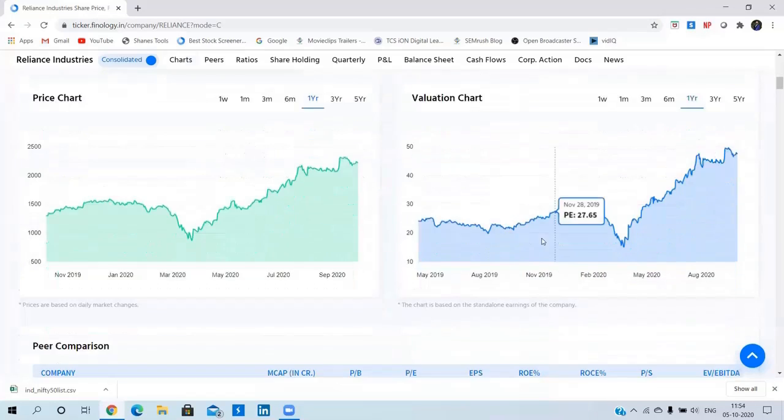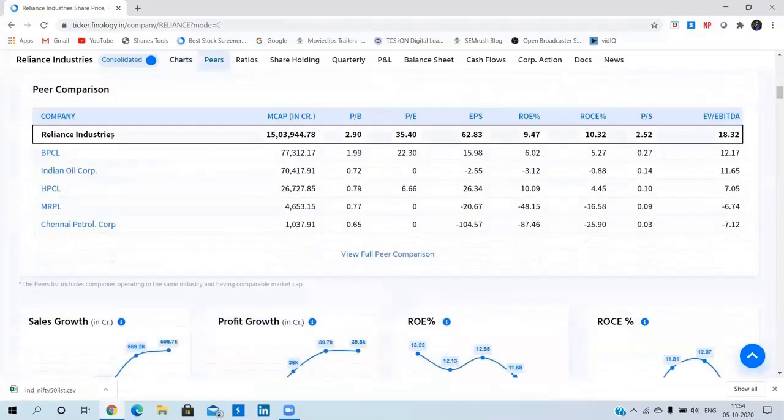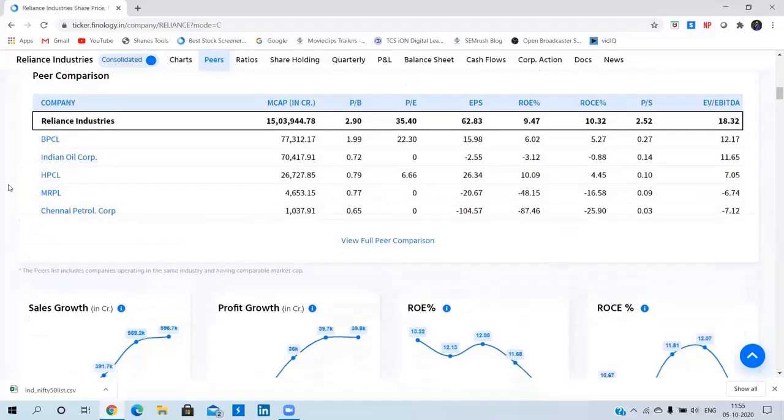Then scrolling down, coming to the peer comparison part. These are the competitors of Reliance, basically in the oil and gas industry. You can compare Reliance with other firms with respect to market cap, PB ratio, PE ratio, because these are the comparable ratios. If you don't know what PB or PE is, no need to worry. In case you don't know PB, PE or EPS, then in upcoming videos we will be learning this in fundamental analysis. So no need to worry.